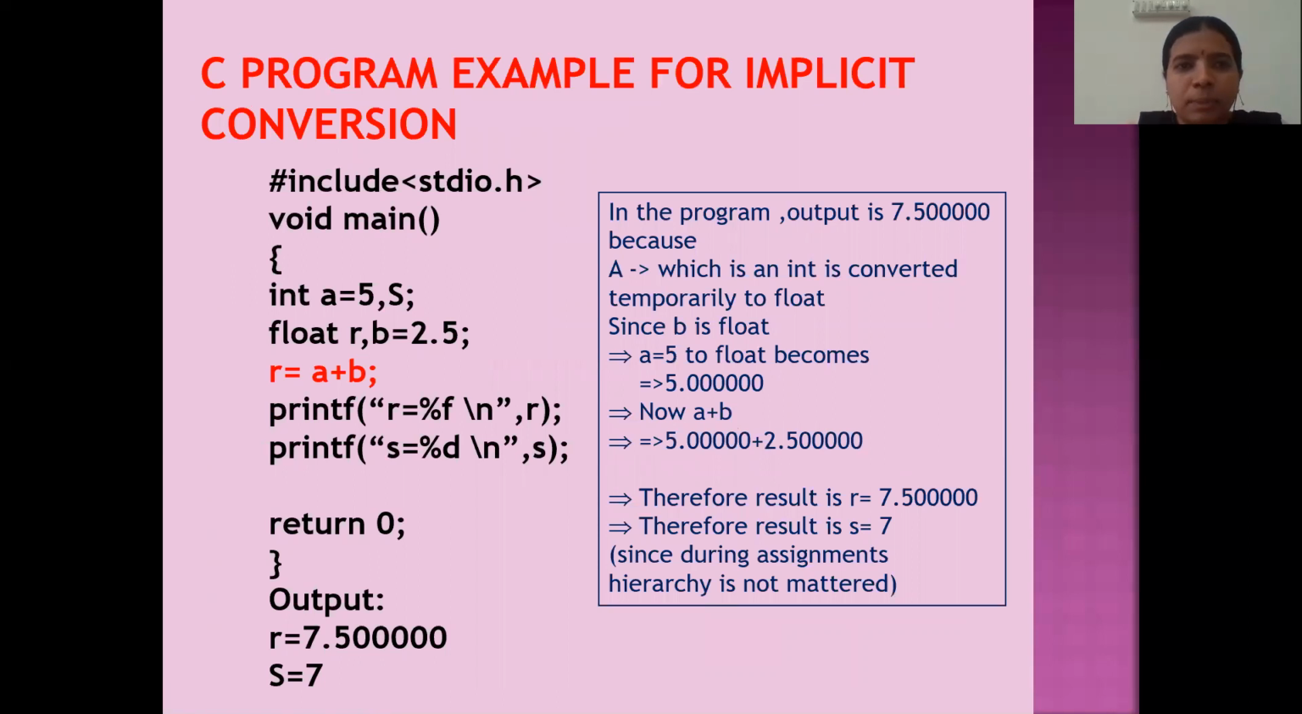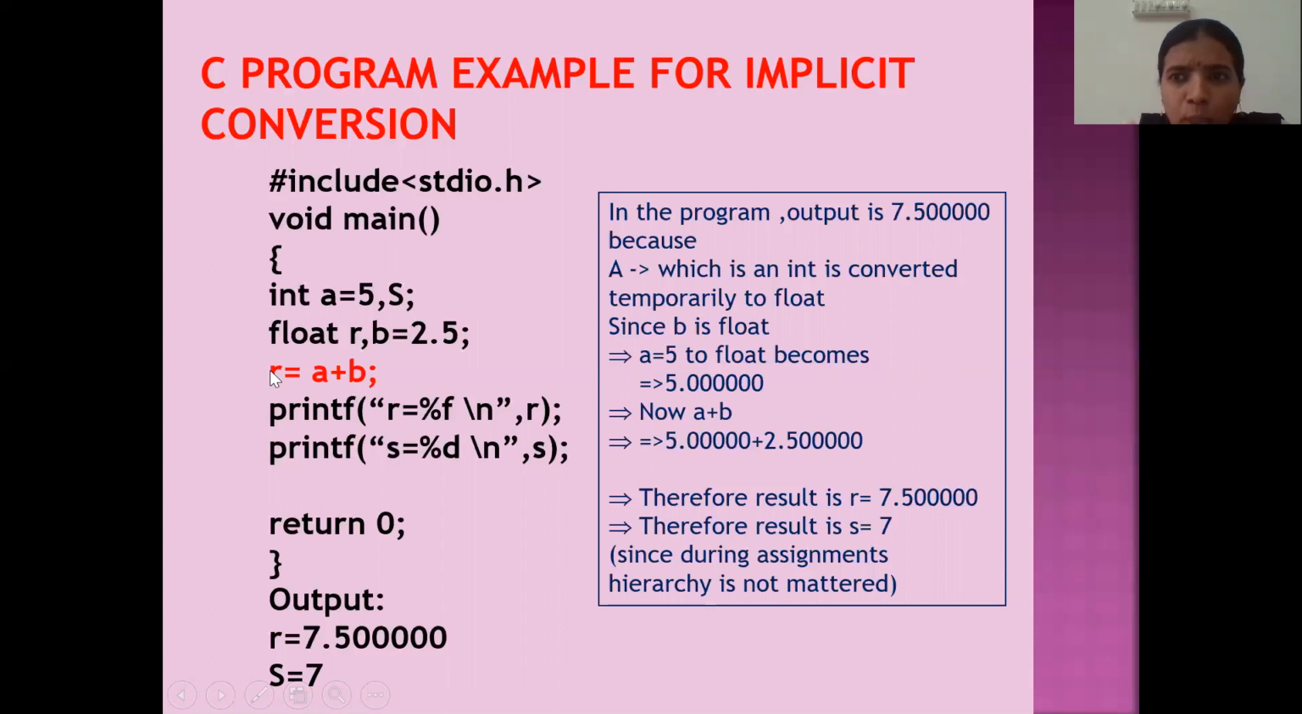So let us take a simple C example and try to understand what implicit conversion looks like. So this is a simple C program. A is 5, A is an integer. There is another variable B, which is 2.5, and R. So I just wrote R is equal to A plus B.